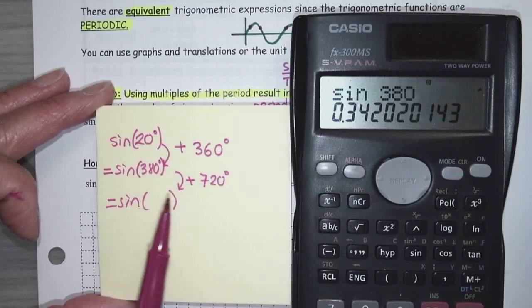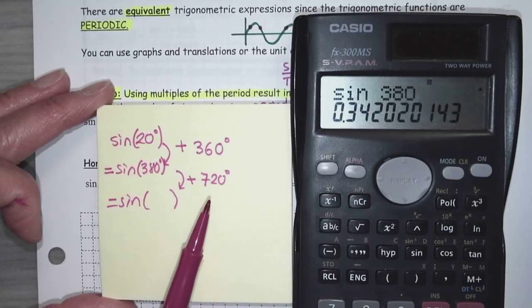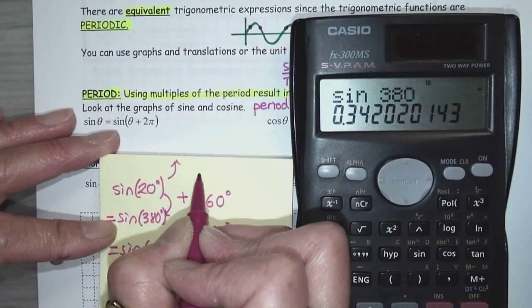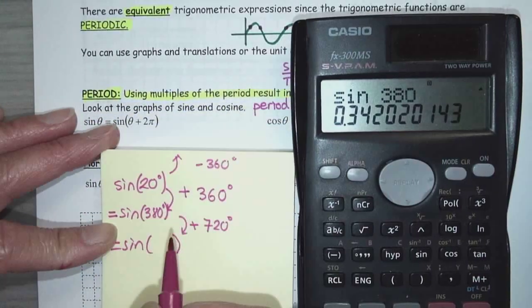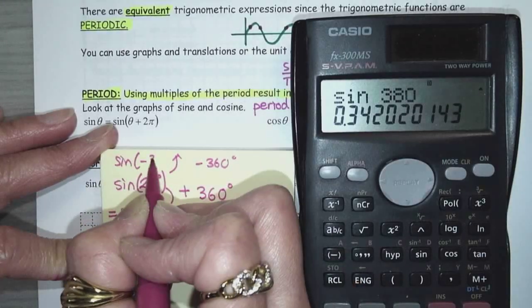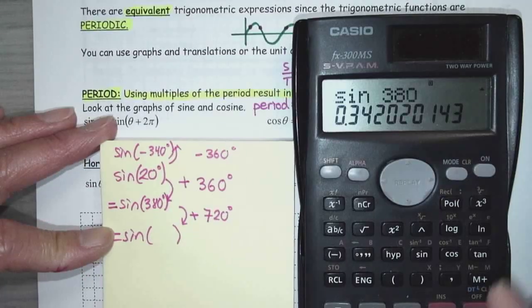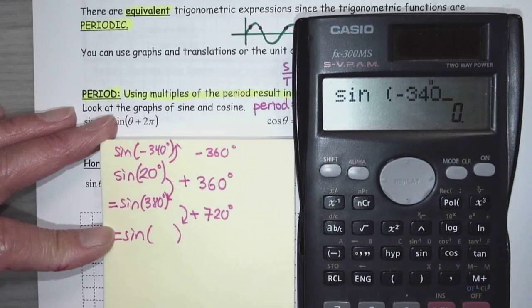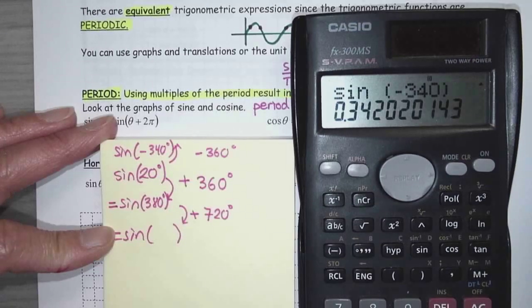Right? So that's what it's saying, is that any multiple of the period, I can do 2 of it, I can do 10 of that period. What about backwards? So can I minus 360? That would be the same thing as sine of negative 340. So what if I did sine of negative 340? Oh, it's exactly the same number. So these are equivalent, right?